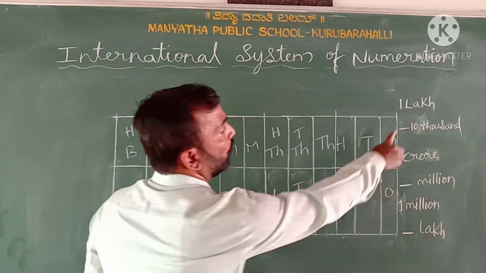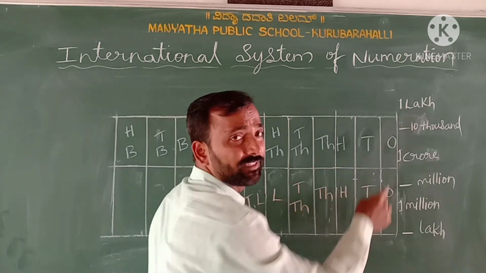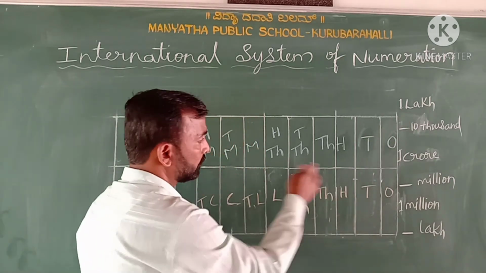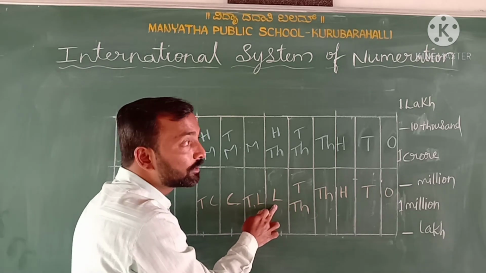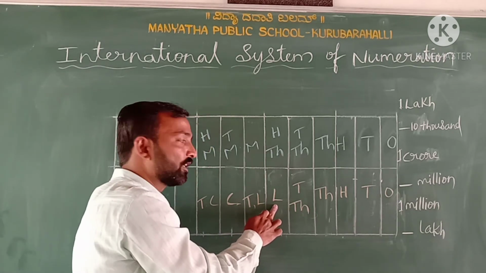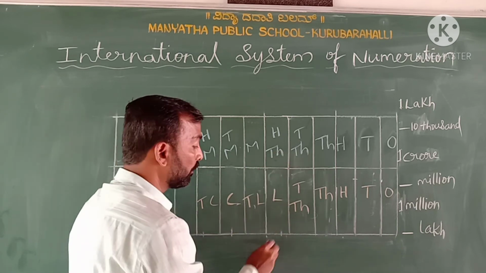See the question: 1 lakh equals dash 10,000. 1 lakh is nothing but it is the Indian system. Go to the Indian system. Here it is a lakh. Here is the lakh column. Go here. It is 100,000. How much?